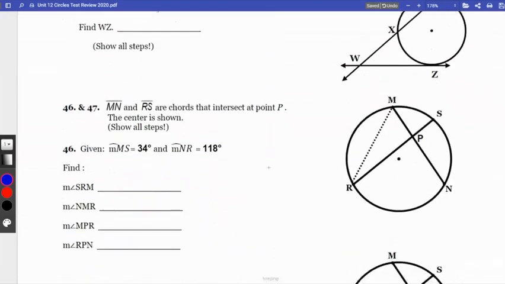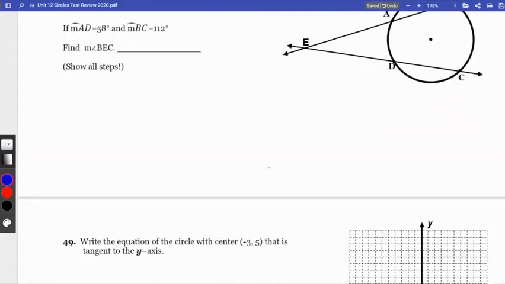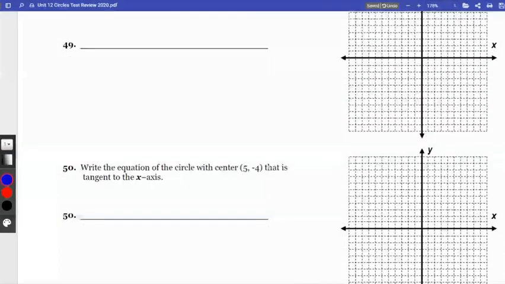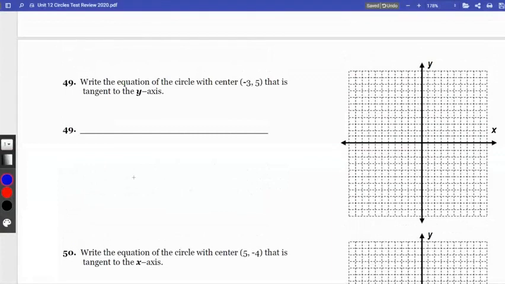I'm just going to take a quick look and see if there's anything else I want to do today. I think I'm going to probably save the rest. Oh, let's do one of these. Equation of a circle with the center at -3, 5 that is tangent to the y-axis. So if it's at -3, 5, 1, 2, 3, 4, 5, if it is tangent to the y-axis, that means that its radius is going to have to be 3, so that it just comes by and barely touches on the y-axis.